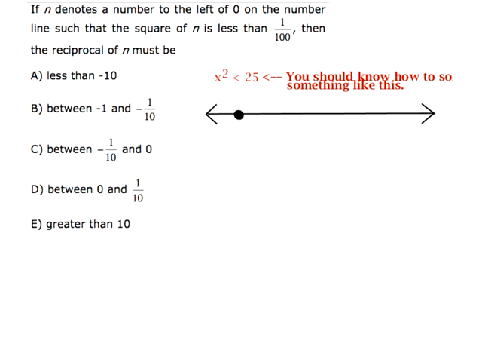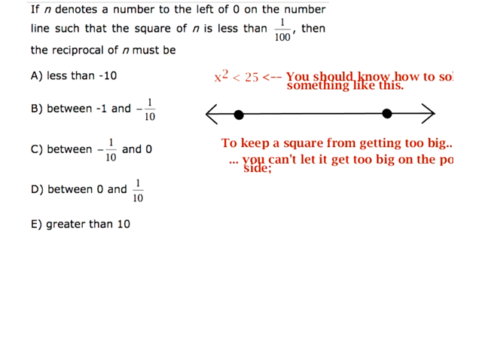Okay, so if we have this number line here, what you want to think about is the fact that when you square a negative or when you square a positive, you end up with a positive square. So if you want to keep a square within a certain range, then you have to keep it from getting too big on either side of the number line. To keep a square from getting too big, you can't let it get too big on the positive side, but you also can't let it get too big on the negative side either.